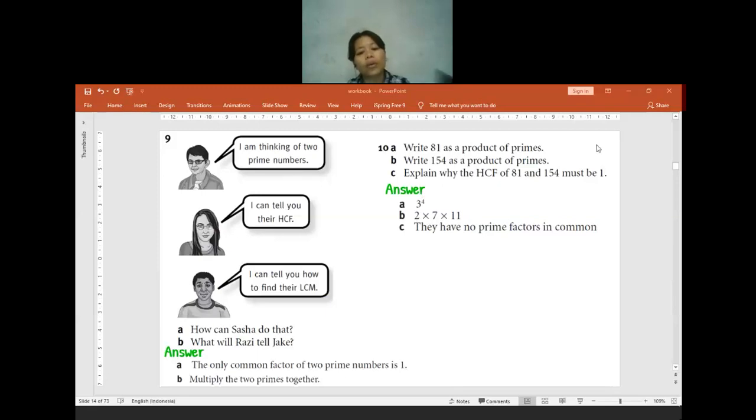And now for question C, explain why the HCF of 81 and 154 must be 1. To find the HCF, we have to take the common number with the lowest power. But from A and B, there is no common number, there is no common factor. Because they have no common factor, it means their HCF will be equal to 1.